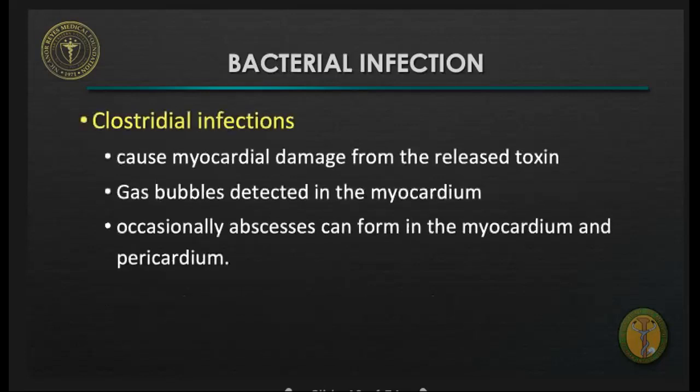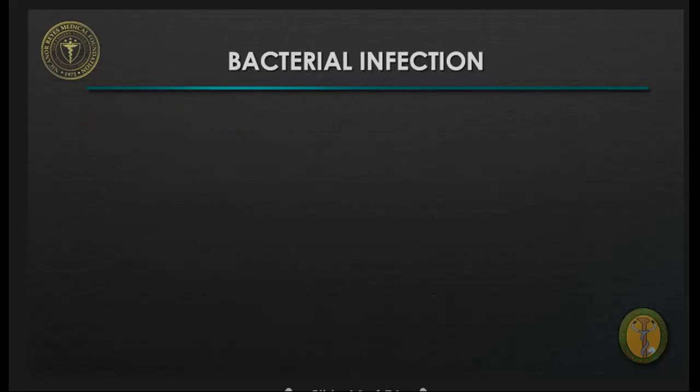Another bacterial infection is secondary to Clostridium, which causes myocardial damage from the released toxin. Gas bubbles can be detected in the myocardium, and occasionally abscesses can form in the myocardium and pericardium.